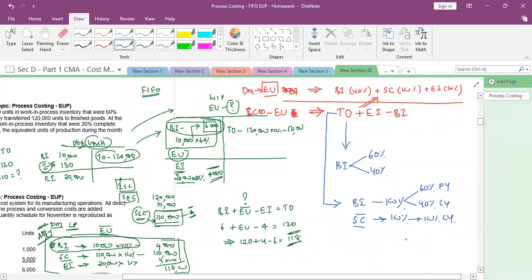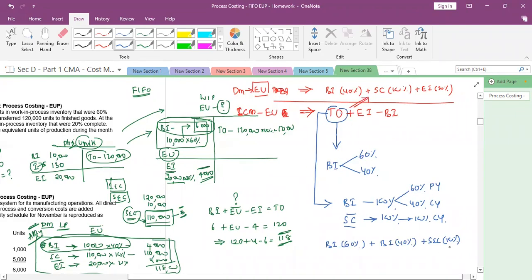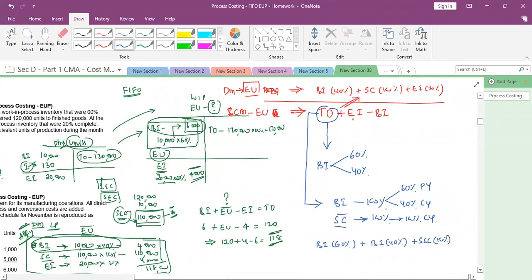Started and completed is 100% work done in the completed year. So that means this transferred out can be written like this: beginning inventory 60% plus beginning inventory 40%. Correct? Yes, sir. Plus started and completed, how much percentage? 100%. So now what is happening here is that we are taking the ending inventory separately.